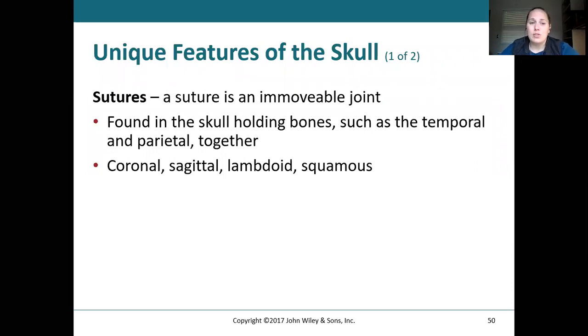Okay, so unique features of the skull. Outside of just those 22 bones, the other thing I want you to focus on are these sutures. The sutures is where you have an immovable joint and the fusion of two flat bones. These are found in the skull and hold together bones, such as the temporoparietal. So you have your coronal, sagittal, lambdoid, and squamous. And so you have 4 different sutures. Again, trying to keep the memorization to a minimum, you've got your 22 bones and your 4 sutures.